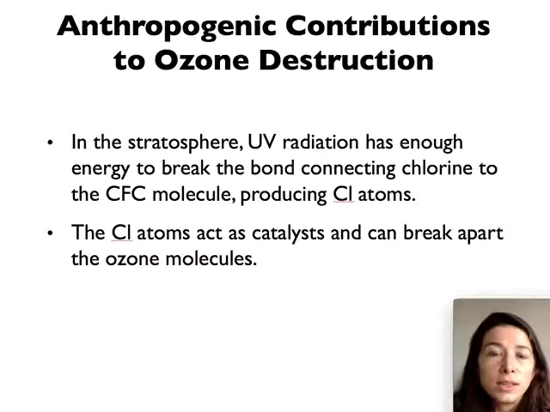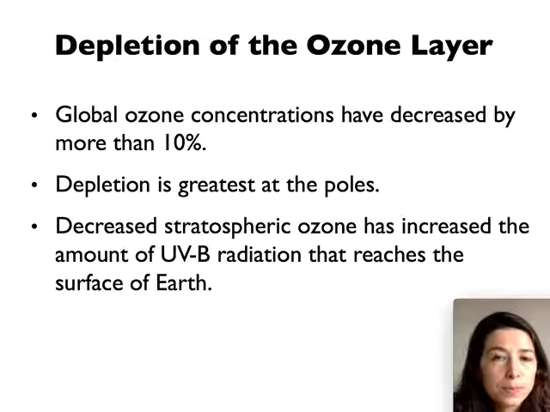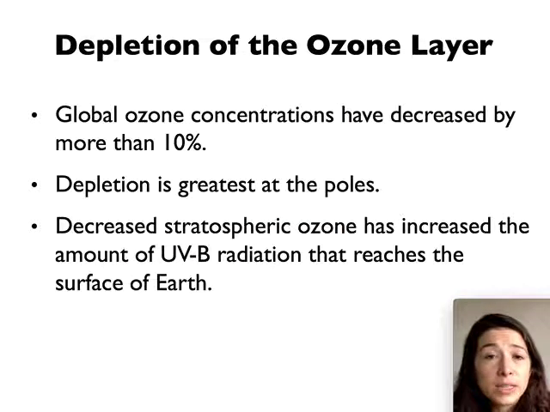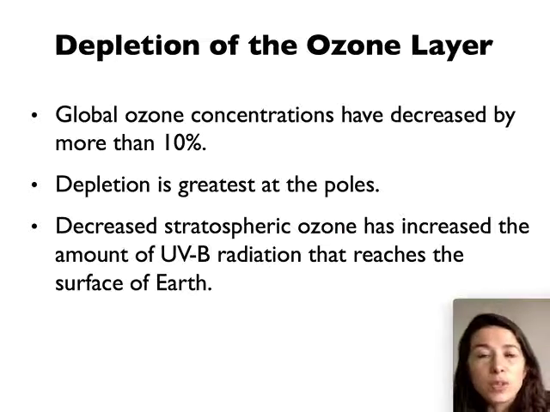Once the CFC gets up to the stratosphere where the ozone layer is, there's a lot of UV radiation there. The UV radiation breaks off a chlorine from that CFC molecule, and that chlorine atom is going to go around breaking the ozone molecules. So we saw previously that there was a reduction in the ozone layer, and ozone concentrations have decreased by more than 10%. And we saw that big dark hole at the Antarctic pole, where ozone has depleted the most.